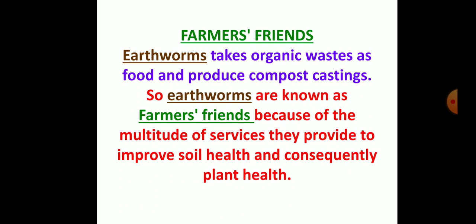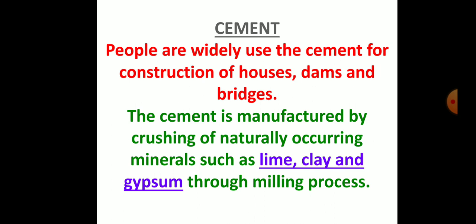Farmers' friends. Earthworms take organic wastes as food and produce compost castings. So, earthworms are known as farmers' friends because of the multitude of services they provide to improve soil's health and consequently plant health. Cement. People widely use cement for construction of houses, dams, and bridges.